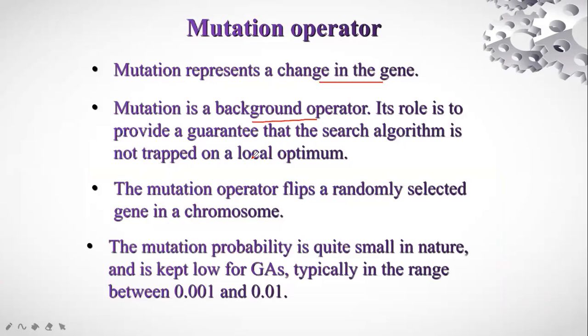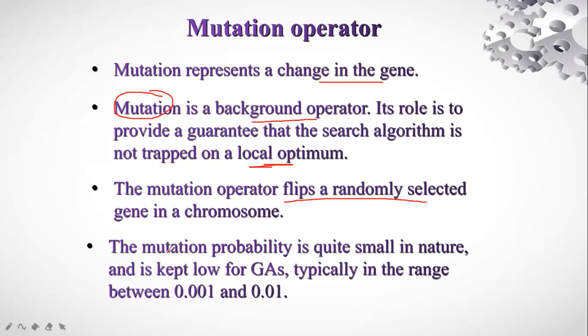So what does this mean? Sometimes in a genetic algorithm, the solution we get is a local optimum and it just loses the global optimum. The solution gets trapped in the local optimum only. So to reach the global optimum, we need to provide the mutation operator. This guarantees a better solution. The mutation operator flips a randomly selected gene in a chromosome. We have already seen this: in a chromosome, we randomly select a bit and flip that particular bit with the help of the mutation operator.